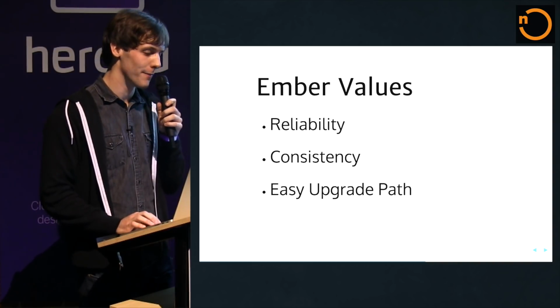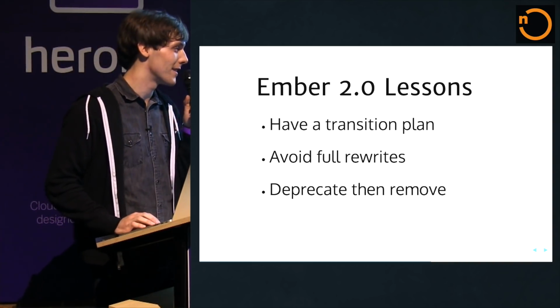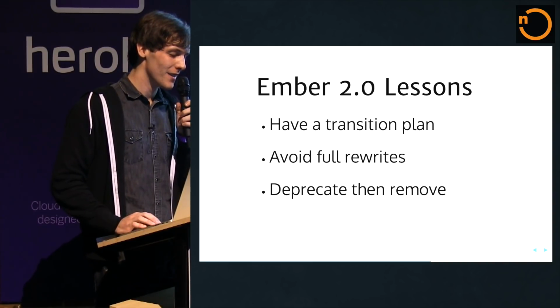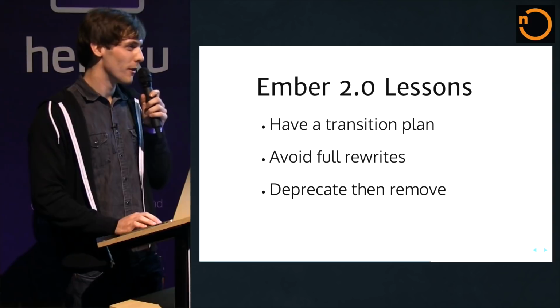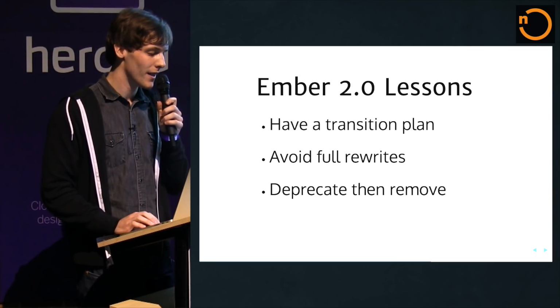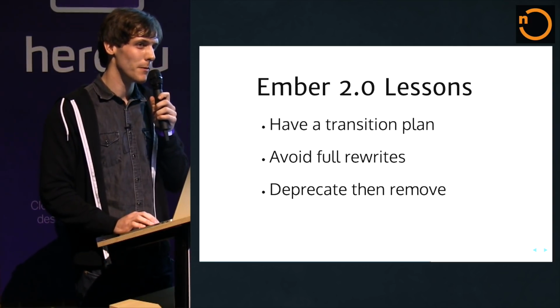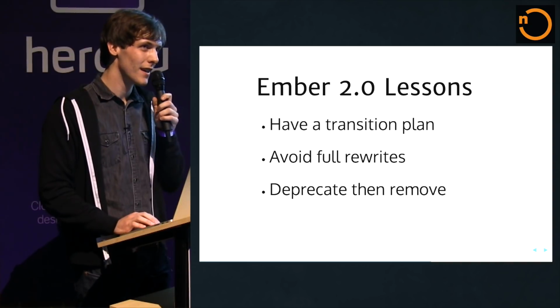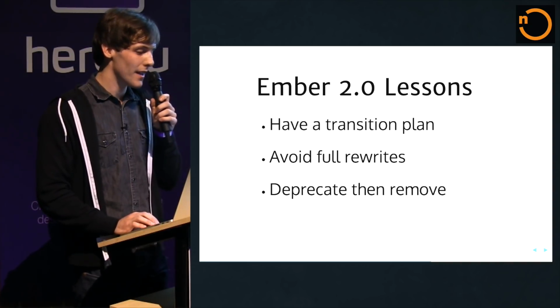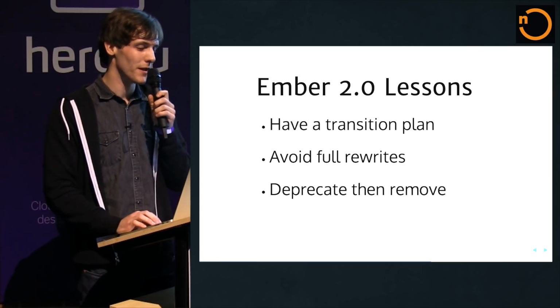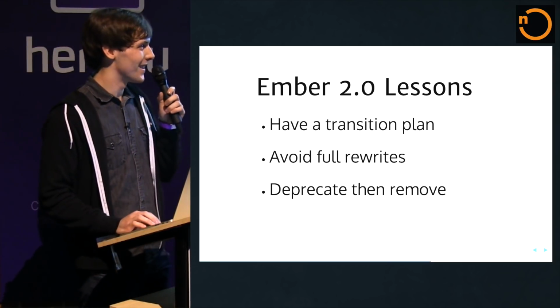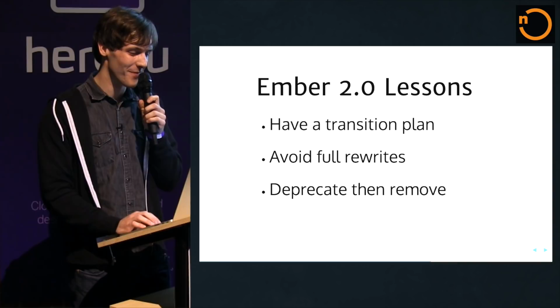So what lessons can we learn from this? Have a transition plan, I think, is the first one. Just having one at all. Avoiding rewrites so that people don't have to relearn how to use your app or library. And deprecating things for a couple of versions before you remove them. So that's all really useful. I think the only one we're not going to follow for our library is deprecate then remove, because we're not at 1.0, but it's still a useful thing to learn.